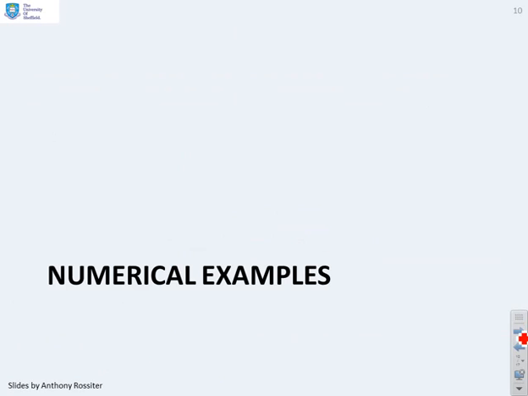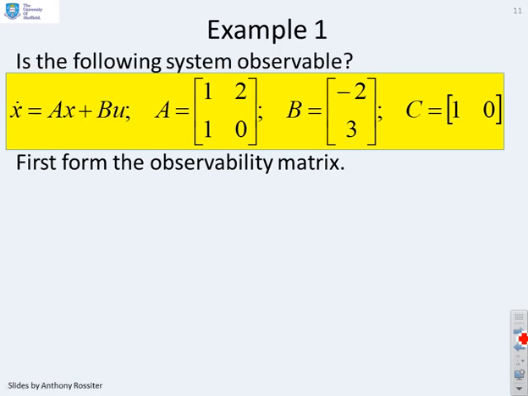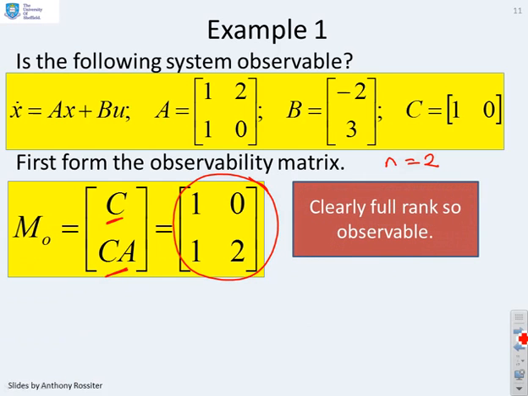Some numerical examples then of how to use this test. Here's the system. We've got an A, a B and a C. And all we do is form the observability matrix. So a reminder of what it is, it's C over CA, because here n equals 2, so we're going to have 2 block rows, and if I do those computations I get this matrix here. Now clearly that is full rank, and therefore this system is fully observable.